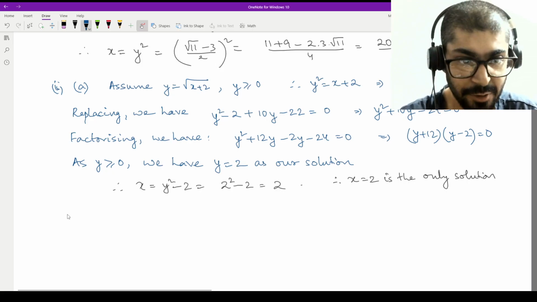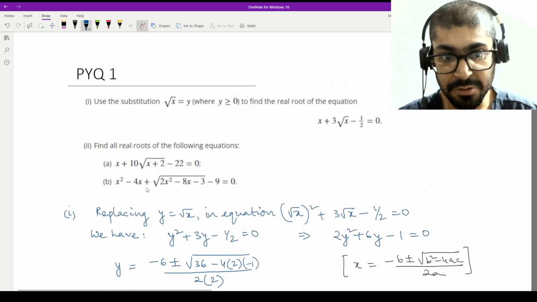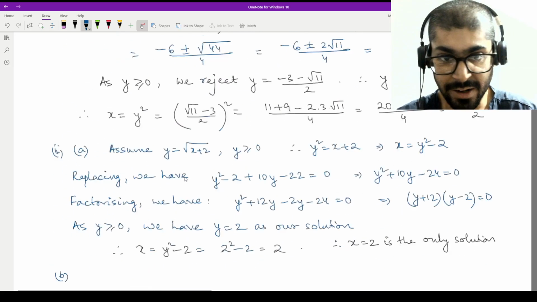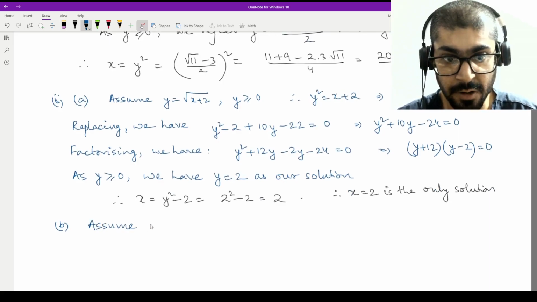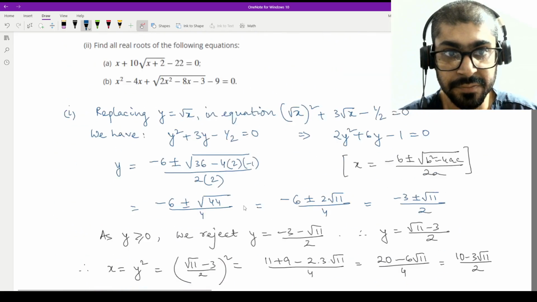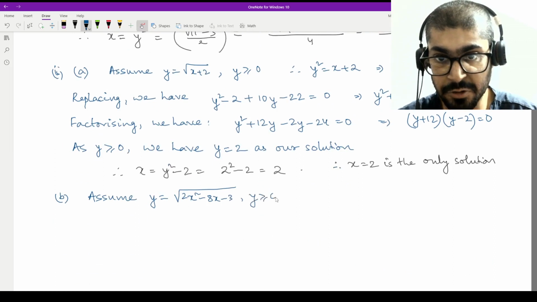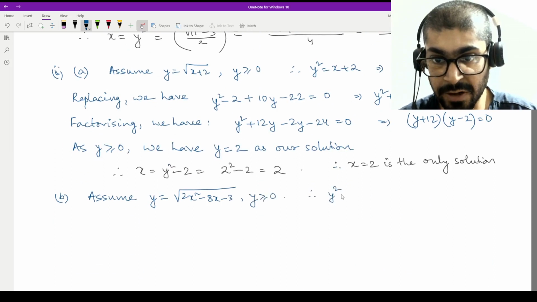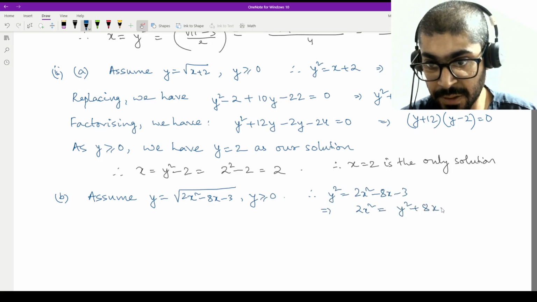Alright. Similarly, for the second subpart of the second part, we have x square minus 4x plus this quadratic, right? So we can assume that to be y. So assume y equal to root over of this big term 2x square minus 8x minus 3. Again, take y greater than equals to 0. So therefore we have y square equal to 2x square minus 8x minus 3, right? Or I can write 2x square equal to y square plus 8x plus 3.